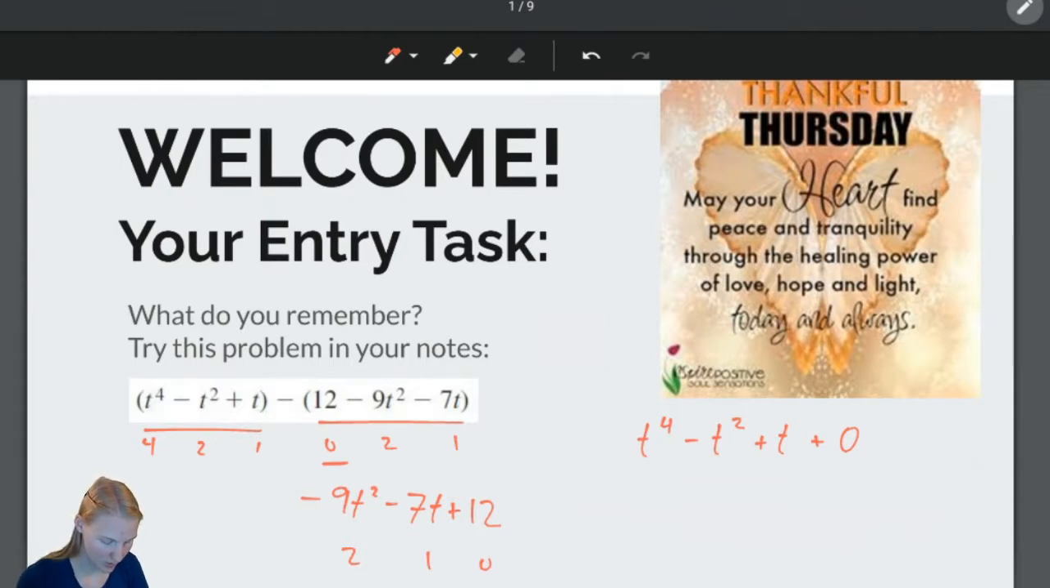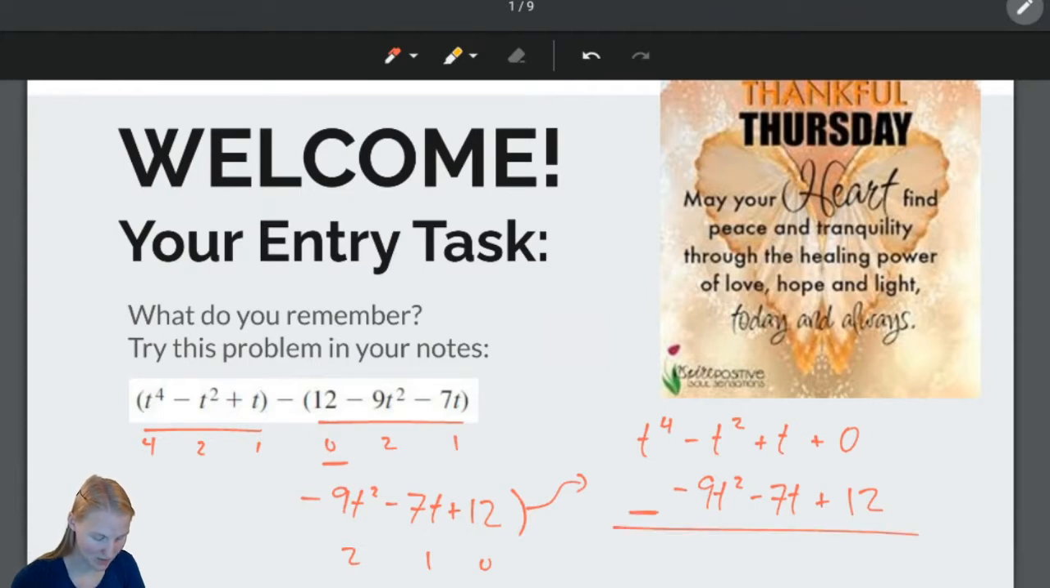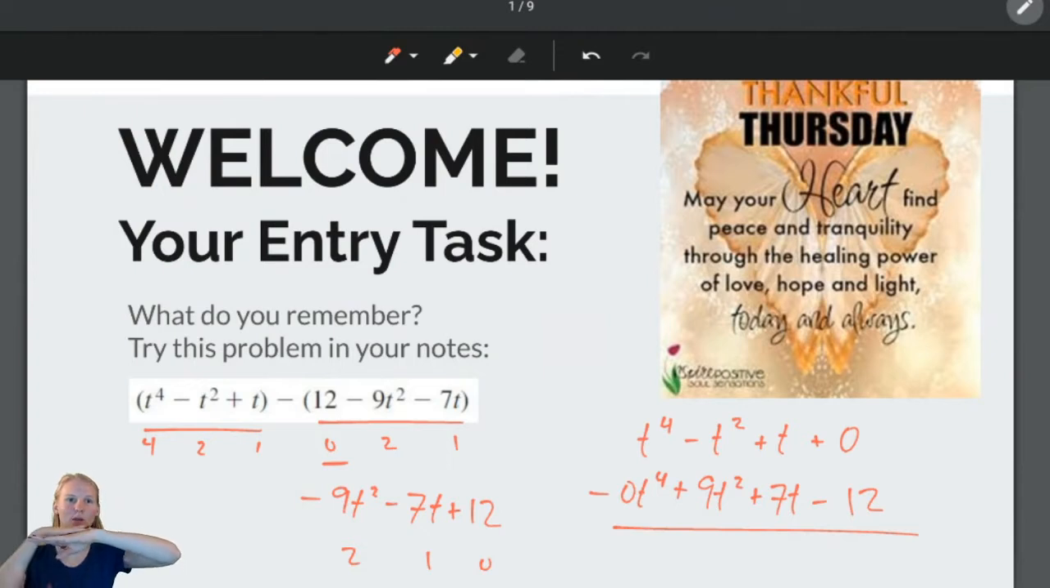Now, we're going to put our second polynomial right underneath it, and we will have minus t squared minus 7t plus 12. And notice how we left space. There are 0 t to the fourths in our second polynomial. Remember, you can write 0t to the fourth if that helps you. If you're like, no, that's confusing, get rid of it. It's whatever helps you. Okay, and now remember that when we subtract these, all of the signs change. So negatives become positive, positives become negative.